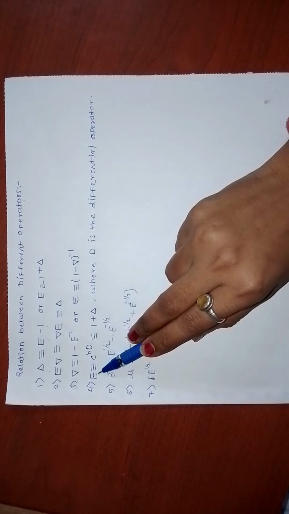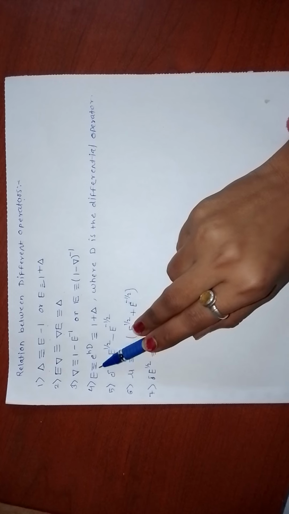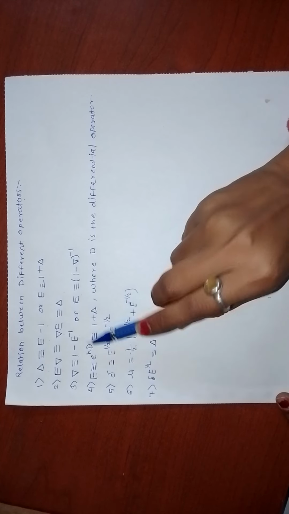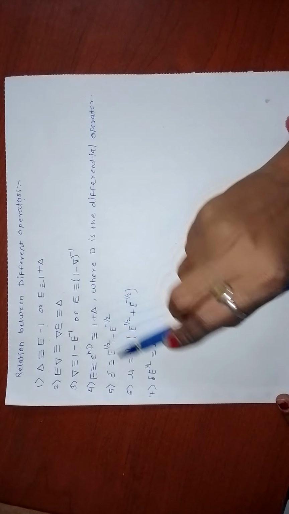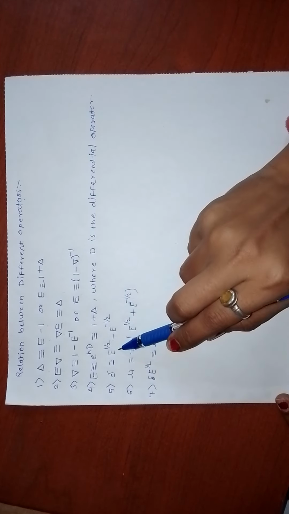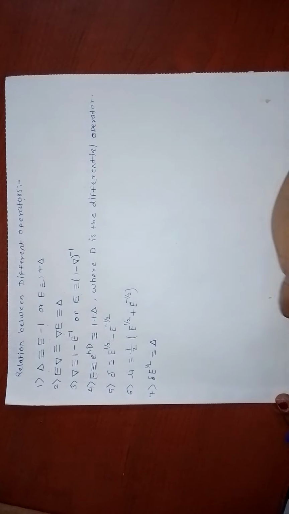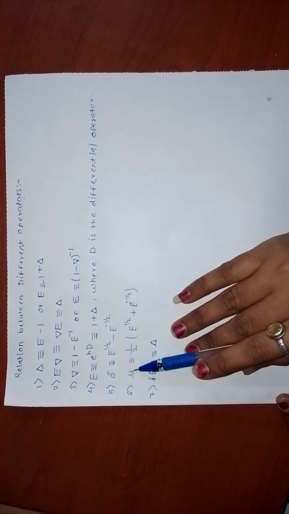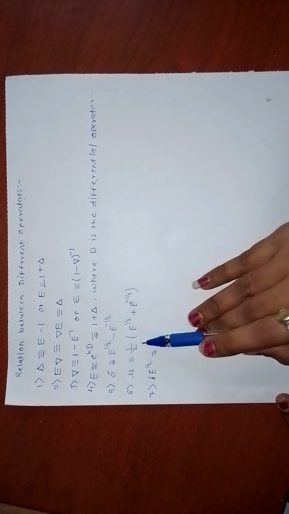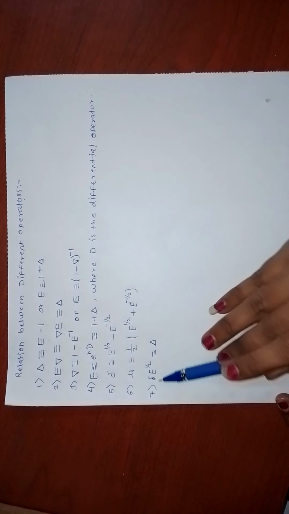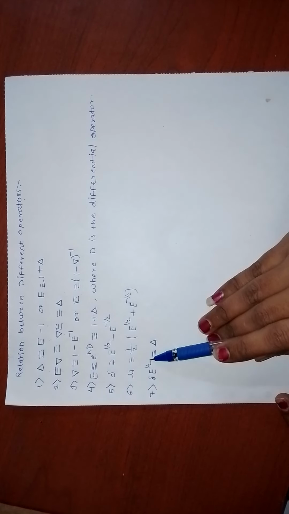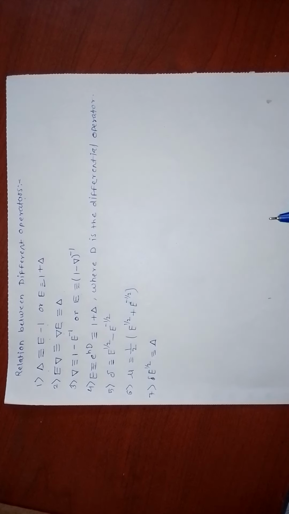Fourth one is E is equal to e raised to hD, where D is differential operator, is congruent to 1 plus delta. Next is delta is congruent to E raised to 1 by 2 minus E raised to minus 1 by 2. And sixth one is mu is congruent to 1 by 2 into E raised to 1 by 2 plus E raised to minus 1 by 2. And seventh one is delta E raised to 1 by 2 is congruent to delta. We have to prove all these 7 relations.